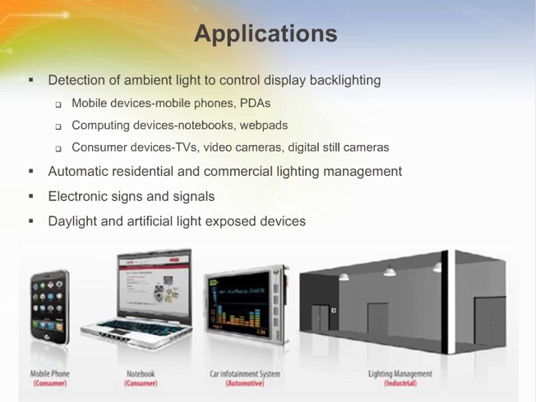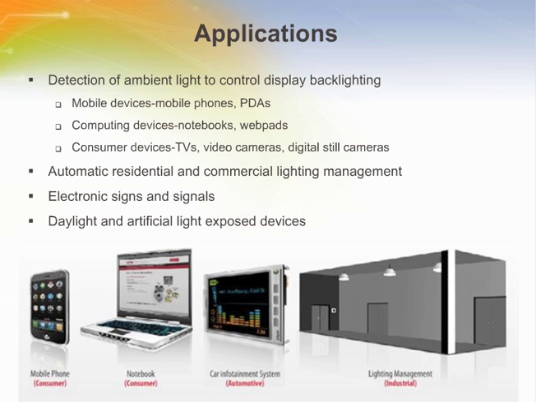Avago's ambient light sensors are ideal for applications in which the measurement of ambient light is used to control display backlighting, such as automatic mobile phones, residential and commercial lighting management, electronic signs and signals, and daylight and artificial light exposed devices.